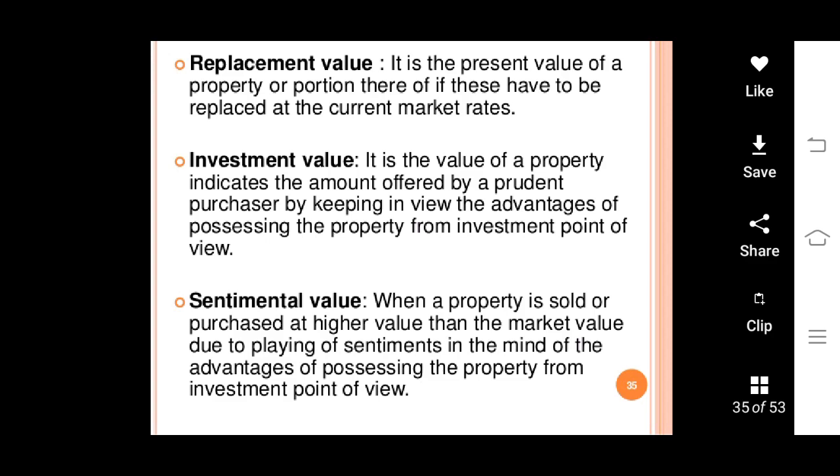Sentimental value. When a property is sold or purchased at a higher value than the market value due to sentiments in the mind of the owner, the property value goes on increasing due to his sentimental attachment with that particular property, and in that case the value of the property is higher than the current value of the property.